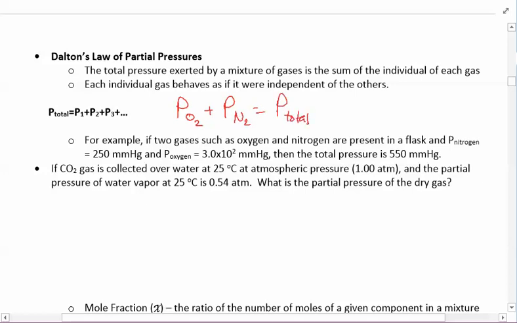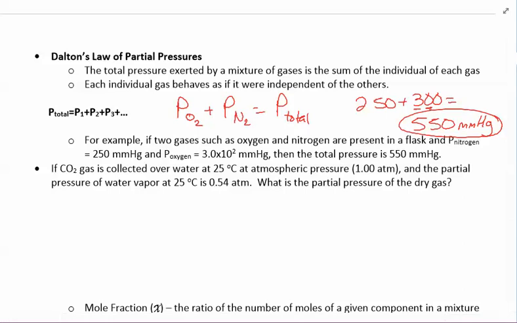So for this problem, the pressure of nitrogen is 250. The pressure of oxygen is 300. So the total pressure, adding those two together, is 550 millimeters of mercury. Looking at that problem, you literally just add them together. Now, because this is written in scientific notation to help us with sig figs, the 3 and the first 0 are significant, so when we add them together, we get both 5s to be significant.